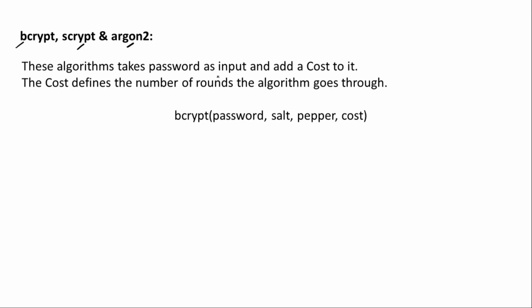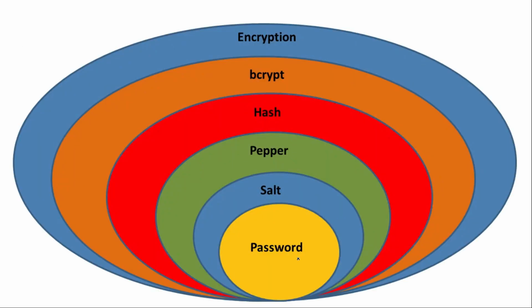These algorithms take the password as input and add a cost to it. And this cost defines the number of rounds the algorithm goes through. So overall, this is your password. We have added a salt and pepper, added a cost to it, increased the number of rounds of the algorithm and made it more complex.